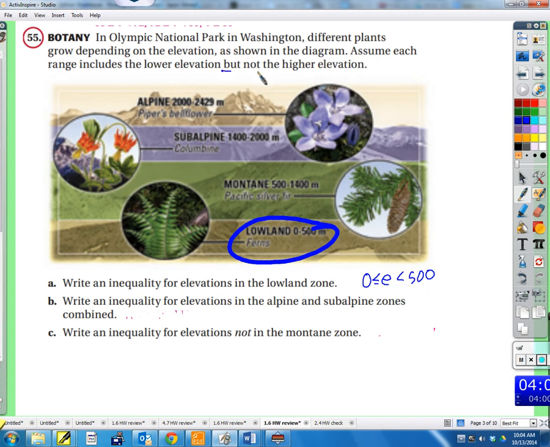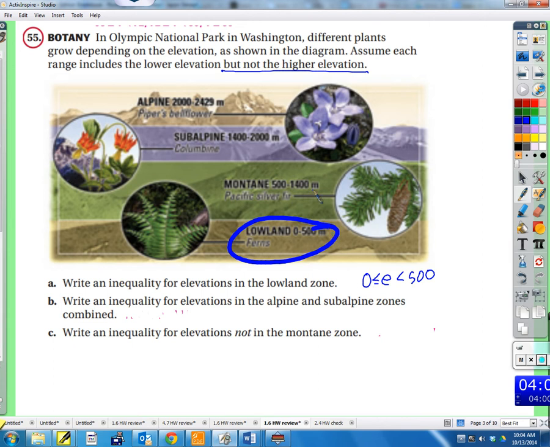Because it says not the higher elevation, right? Include the lower, but not higher elevation. So 500, yes, but well put, it belongs to the montane zone. It doesn't belong to this zone here. The lower elevation belongs to that zone.